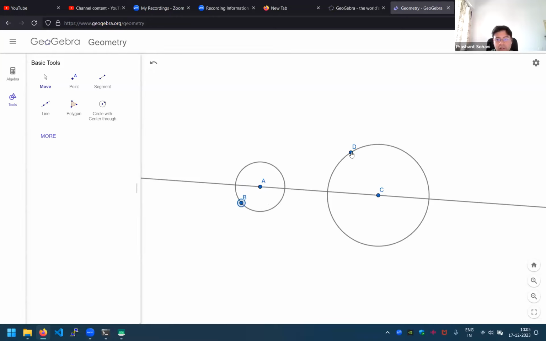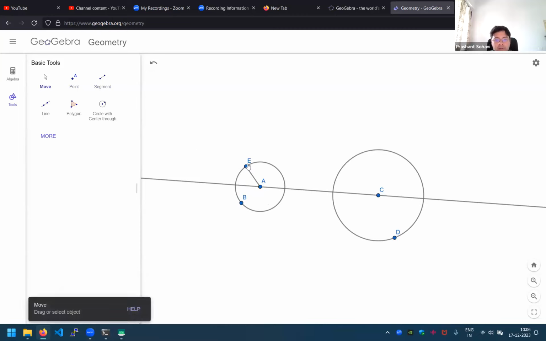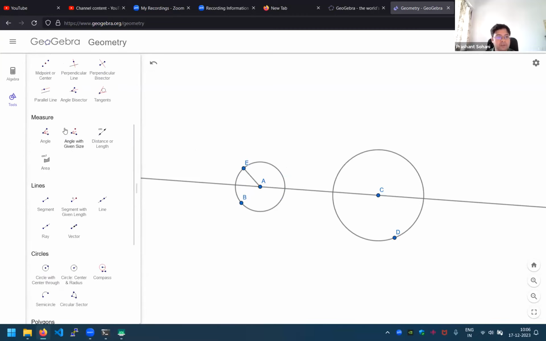Or alternately, what I have suggested is that we can do it this way. I can take any point on the first circle. So I've taken E as any point on this circle. Okay. And I'll take a parallel line to that through the point C.